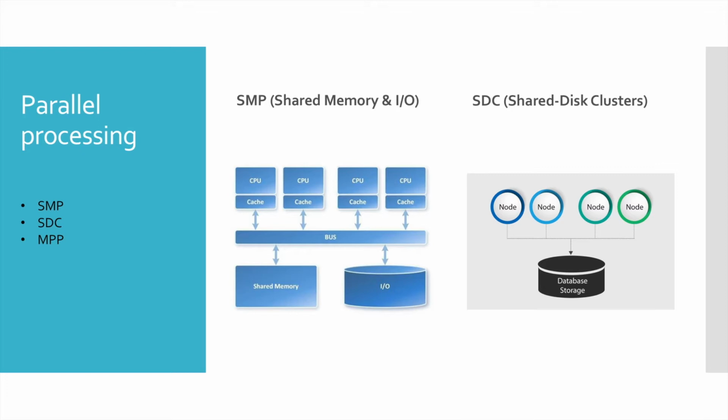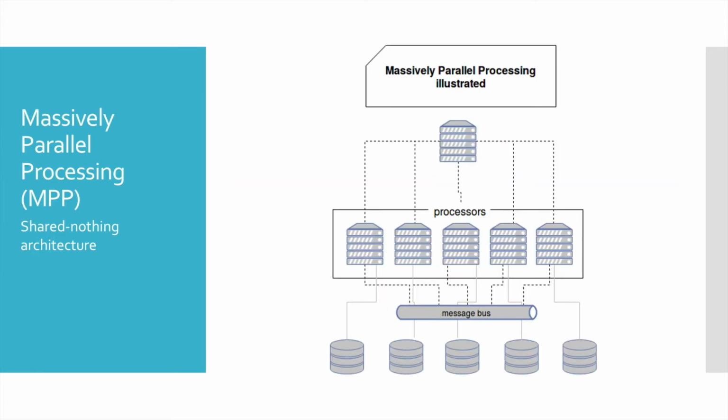For such architecture, there are mainly three solutions. The first is SMP, which means shared memory and I/O. The second solution is SDC, which means shared disk clusters. We can see on the right side of the picture that each node accesses the same storage. The third solution is massively parallel processing, MPP.